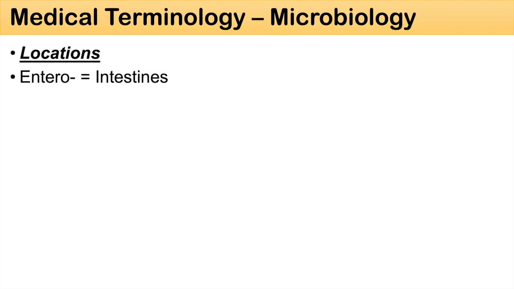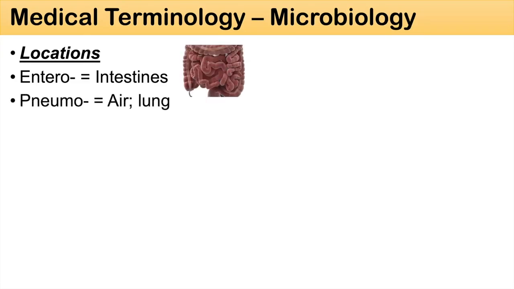So a lot of microbiological organisms are described by where they inhabit. So locations specifically. Some of these include the prefix entero, which means intestine. So you can think of, again, enterobacter or enterobacteriaceae. Pneumo, which means air or lung. So you can think of pneumococcus.